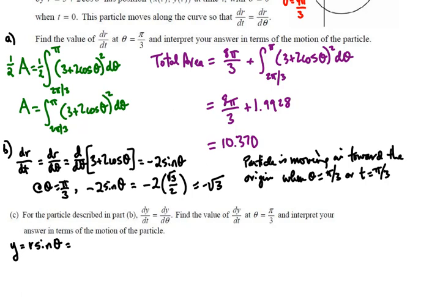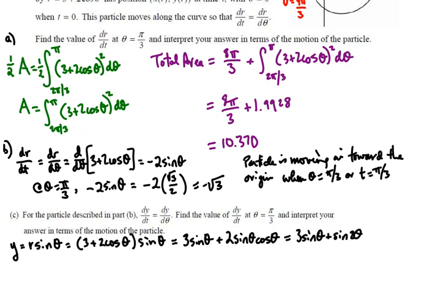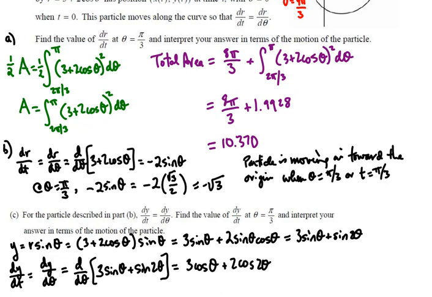And since y is equal to r sine theta, and our r in this case is 3 plus 2 cosine theta, we now have y is equal to the quantity 3 plus 2 cosine theta times sine theta, which is 3 sine theta plus 2 sine theta cosine theta, and that 2 sine theta cosine theta can be rewritten as the sine of 2 theta. So now we're looking for dy/dt, which is equal to dy/dθ. And so dy/dθ is the derivative of 3 sine theta plus sine of 2 theta, and finding the derivative of that, we get 3 cosine theta plus 2 cosine 2 theta.